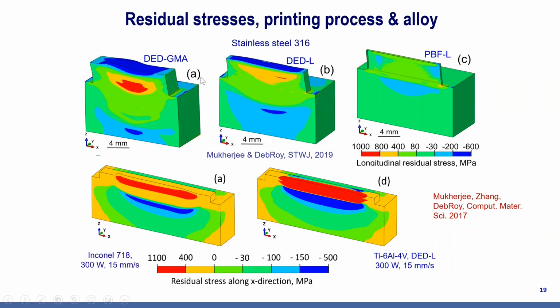By following this technique, we can calculate the stress distribution in different processes, like DED GMA, DED laser, and powder bed fusion laser for stainless steel 316. We can also look at the stress distribution in different materials, like Inconel 718 and Ti-6-4, and we can compare the residual stress distributions for different conditions.